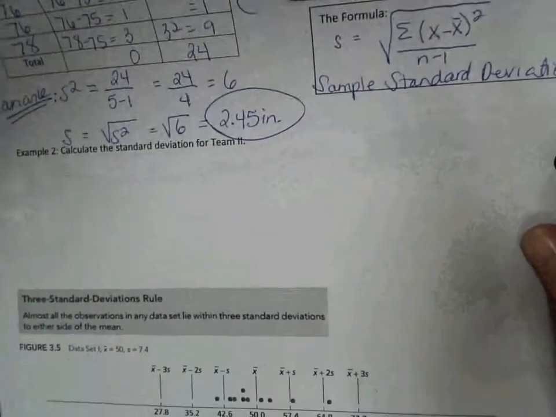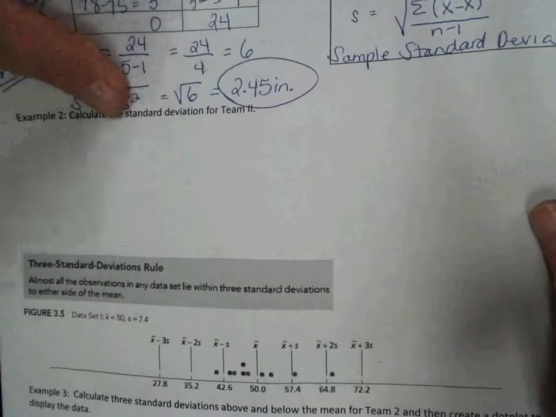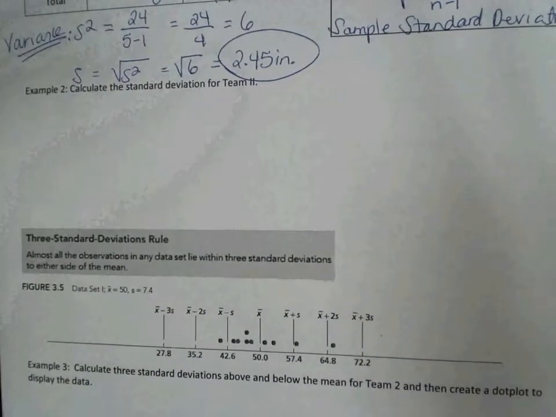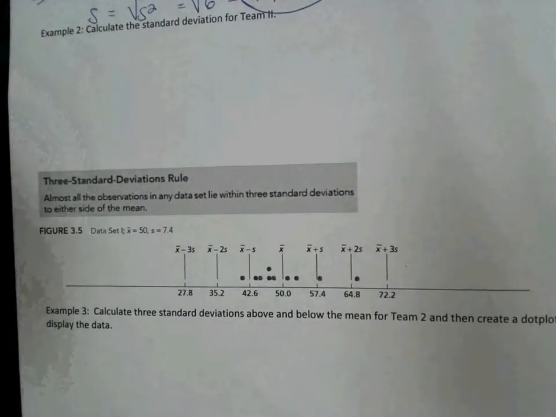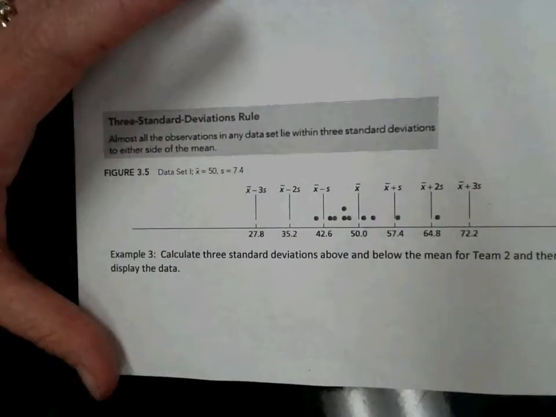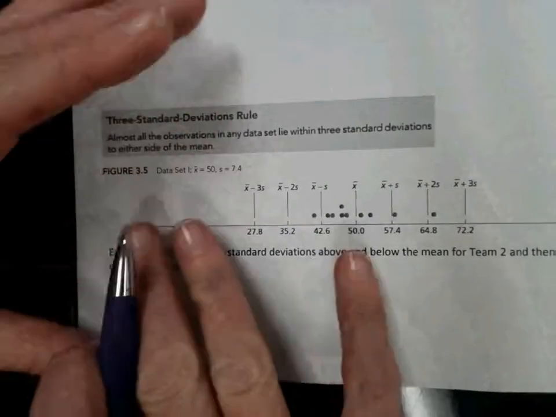I'm going to have you work out question 2 in just a second, example 2, but I'm going to look at example 3 first. The 3 standard deviations rule just says that almost all of the observations in your data set will lie within 3 standard deviations of the mean. We've talked about that, the 99.7% rule.